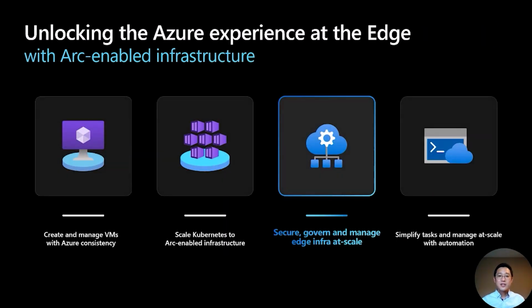Next, let's look at how you can secure, govern, and manage edge infrastructure at scale. Azure provides a wide range of services to manage workloads and infrastructure, such as Azure Monitor, Defender for Cloud, Azure Policy, and Update Management Center. Through Azure Arc, you can extend these services to your edge infrastructure to manage both your cloud resources and edge infrastructure through a single set of tools. And these tools are optimized to help manage at scale, especially for edge infrastructure that may be distributed across your factories, retail stores, or other edge locations.